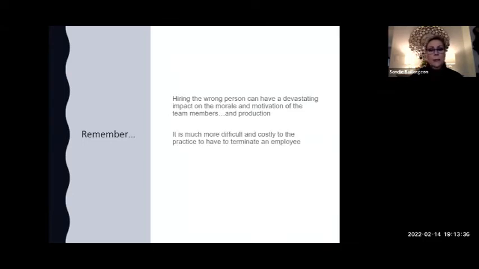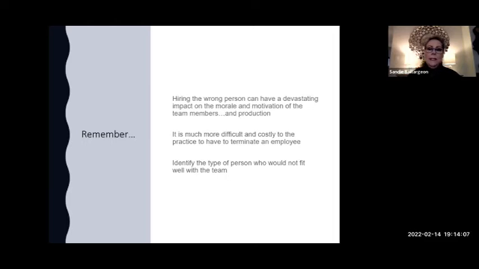That's really important. It's much more difficult and costly to your practice to have to terminate an employee. And if it's done incorrectly, they can come back and demand more money, and depending on how they've been terminated, they can generally get it. I know in Canada, at least, and I'm sure in the States as well, all of the employment laws favor protecting the employee. There are very little protections for employers.